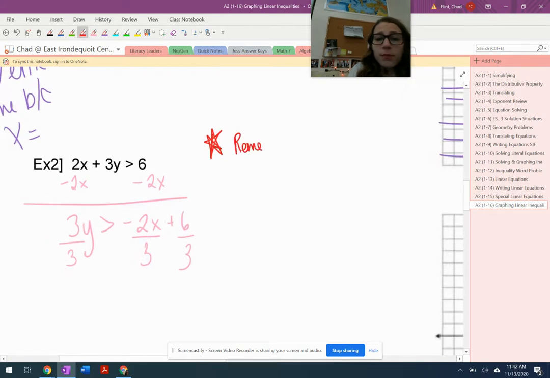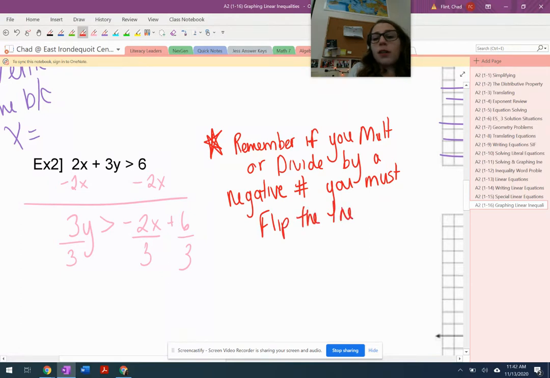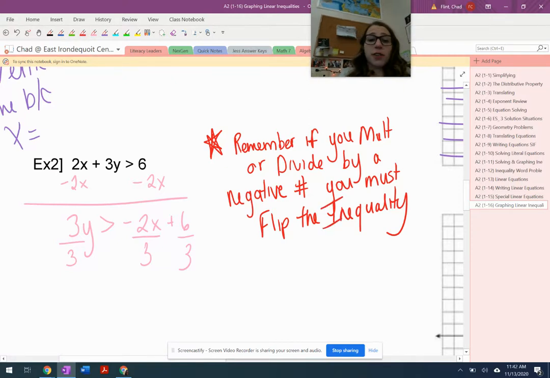Remember, if you multiply or divide by a negative number, you must flip the inequality. So if it's less than, it would change to greater than, and vice versa.